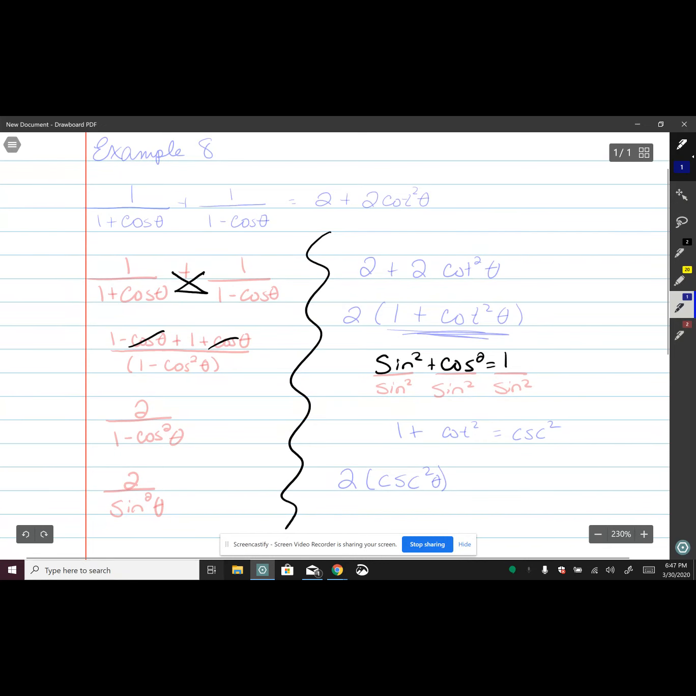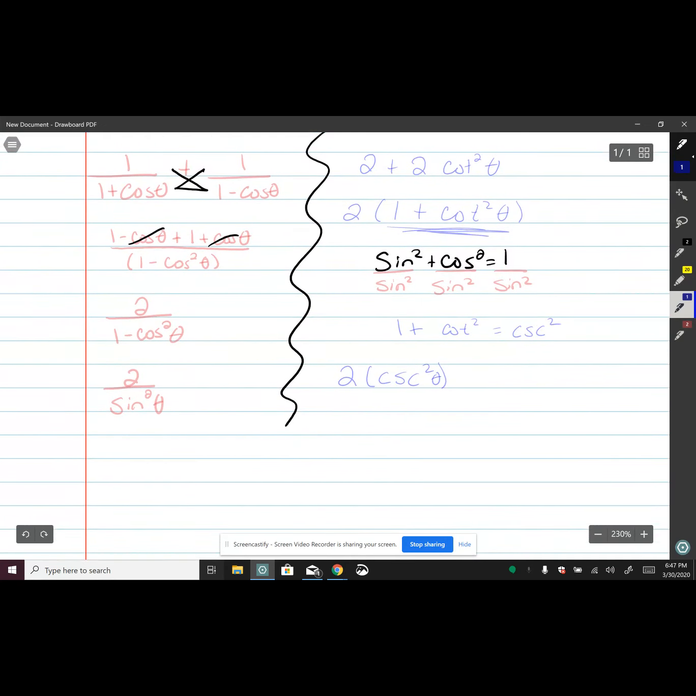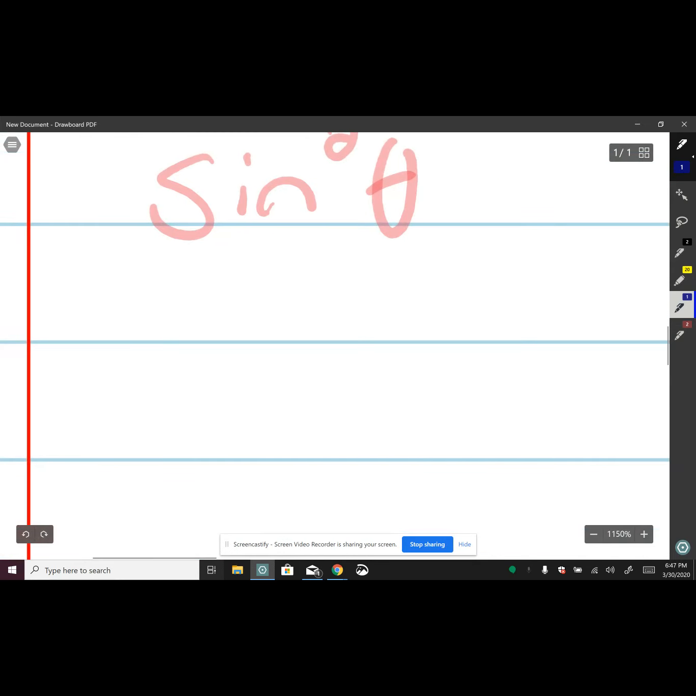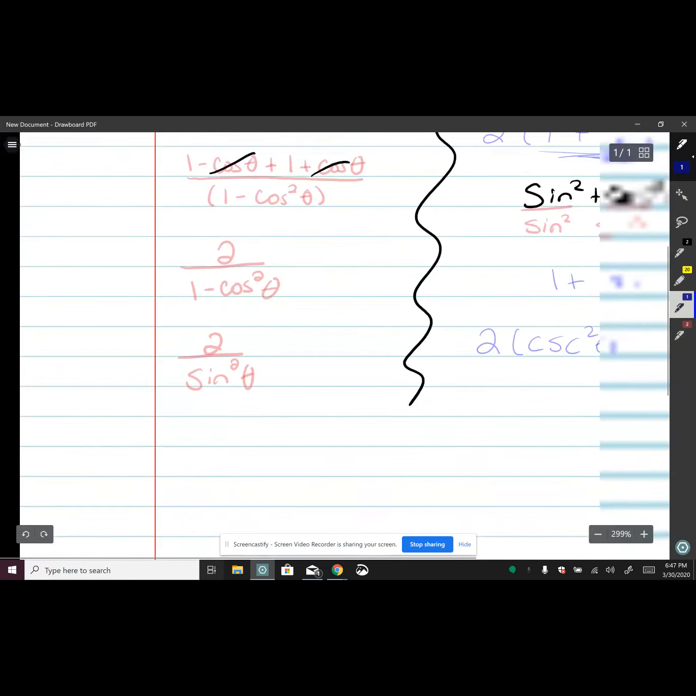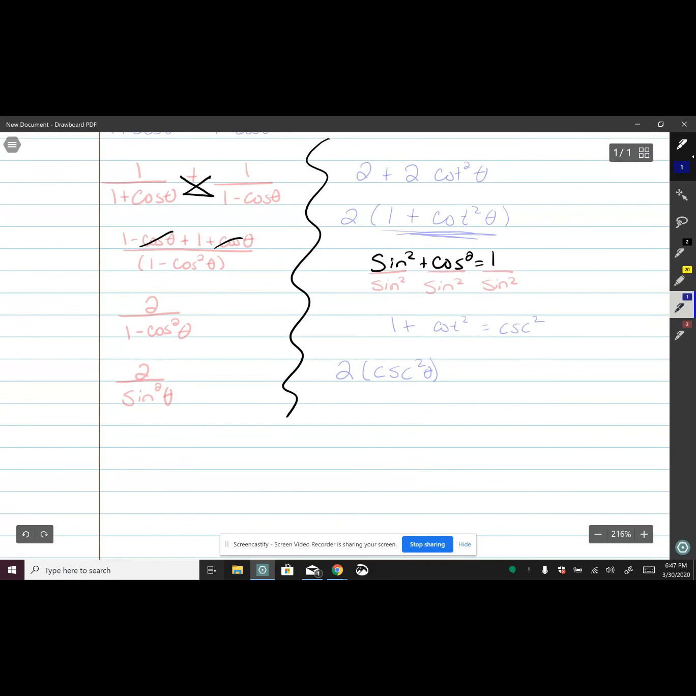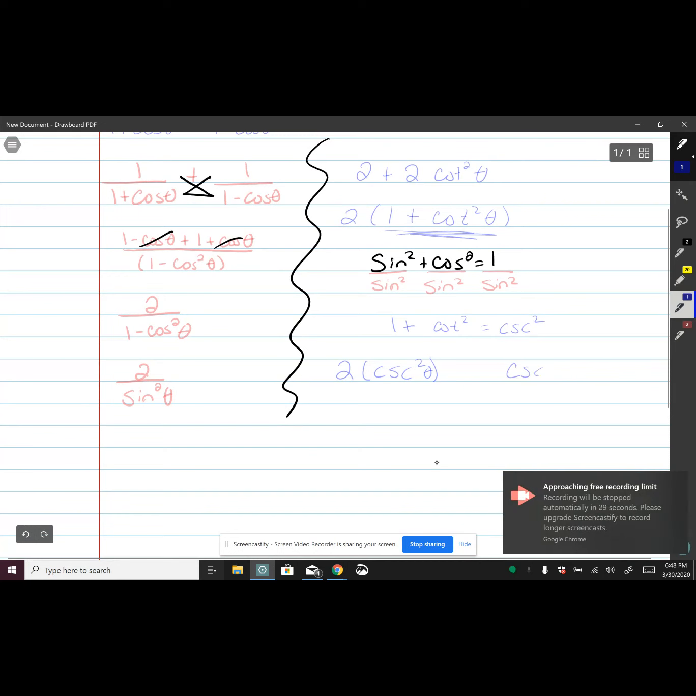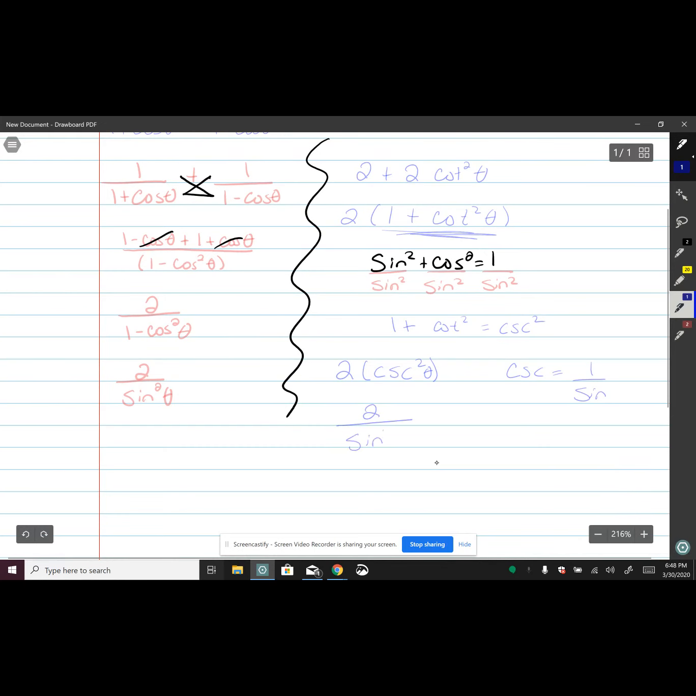Okay. Well, but I got the sine squared theta over here on the left-hand side. So I need to write my cosecant squared in terms of sine. So cosecant, remember that cosecant is the same thing as 1 over sine. So I wind up with 2 over sine squared of theta. And they both match. So I'm good to go on that. I got exactly what I wanted.